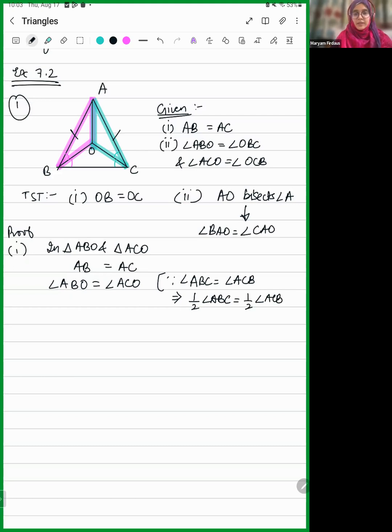Till here, any doubt, anyone? No. That implies, what is half of angle ABC? That is angle ABO. And what is half of angle ACB? That is angle ACO. Okay, that's the first point. Second point. Now third point. AO is common. AO equals AO. Common side.